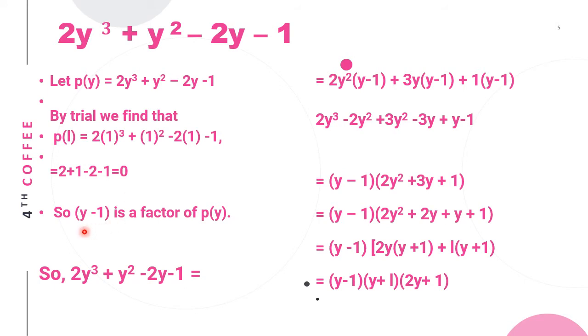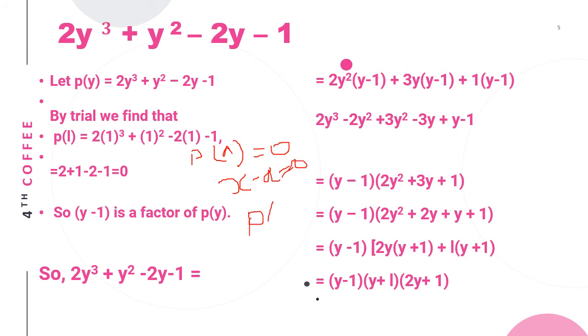That is why y minus 1 is the factor of P of y. How is this? This is from the factor theorem. Do you remember the converse of factor theorem? If P of A is equal to 0, then x minus A is the factor of the polynomial P of x.